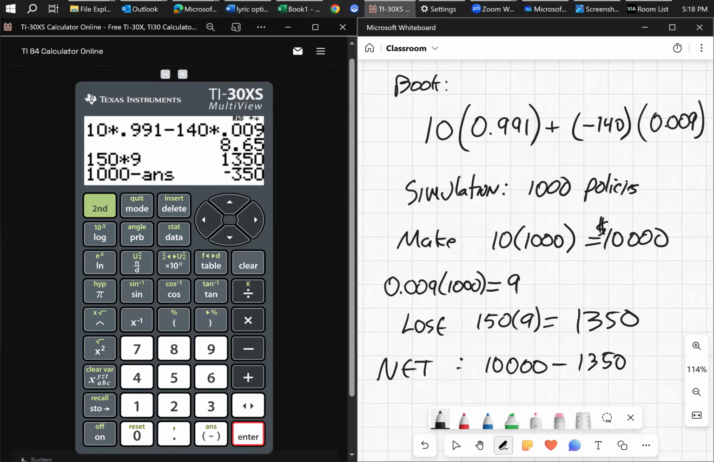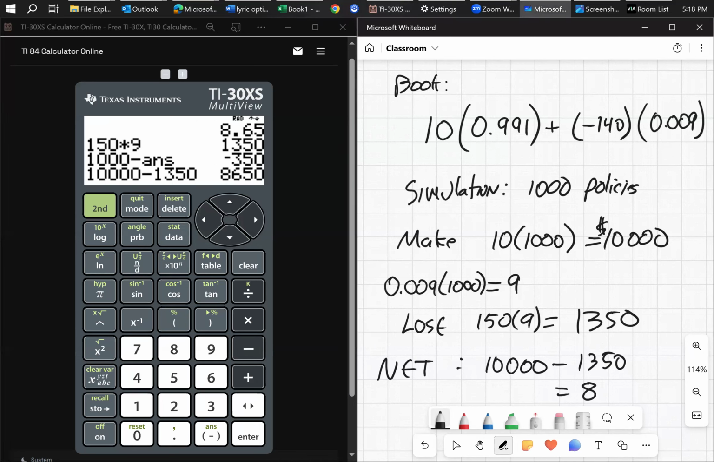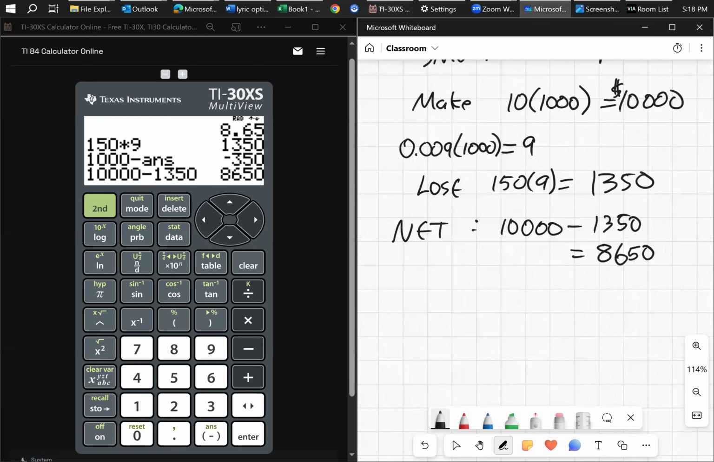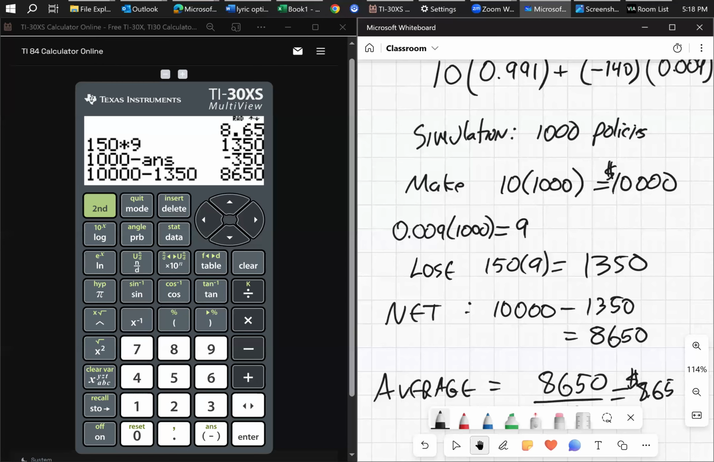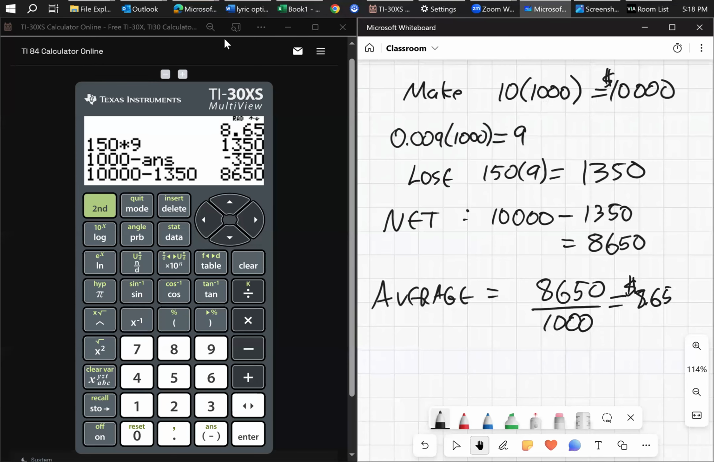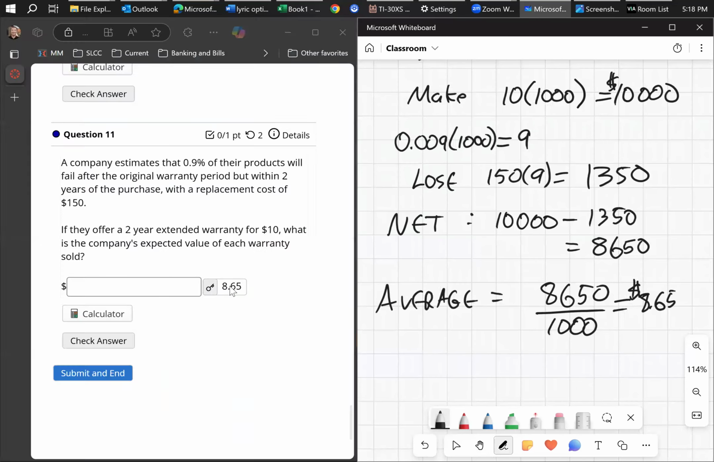I did not do 10,000. Let's do that again. And that gives us, they make $8,650 if they sell 1,000 policies. The average is where they take their net and divide by how many they sold, and a third approach, getting us our $8.65. So multiple ways for the expected value.